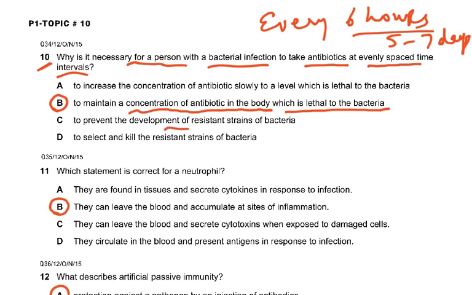To prevent the development of resistant strains of bacteria, that would happen if you stop the antibiotic. Like the doctor says, take it for 5 days, and then you take it for 2 days, and then you stop taking it, and then when you're again sick after 20 days, again you take the antibiotic. Then resistant strains will develop. To select and kill the resistant strains of bacteria, no, that's also wrong. How can it select and kill the resistant strains? Once the resistant strains are developed, the antibiotic is not going to work.